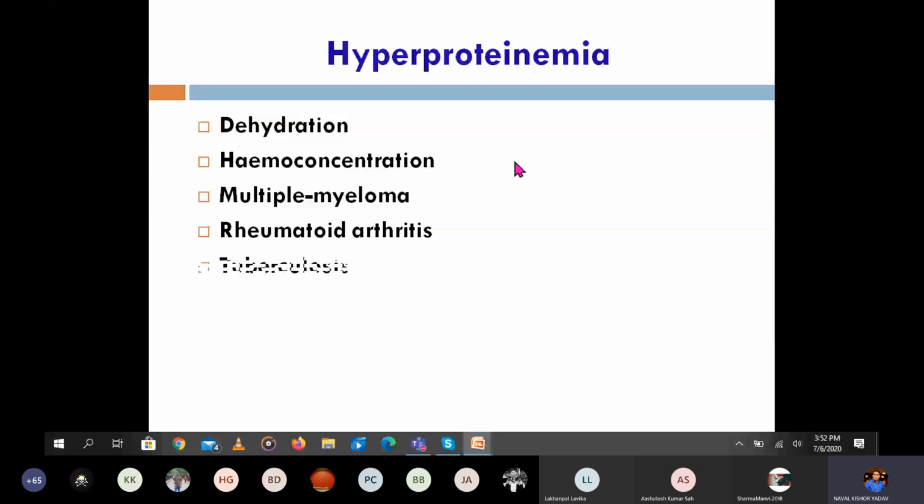Rheumatoid arthritis, tuberculosis and Kala-Azar. So these are a few conditions where you can see an increase in the proteins. These are chronic diseases, tuberculosis and Kala-Azar, where the protein is increased. Even in rheumatoid arthritis there is an increase in the proteins. So there are a few conditions where the total protein is increased: dehydration, hemoconcentration, multiple myeloma, rheumatoid arthritis, tuberculosis and Kala-Azar.